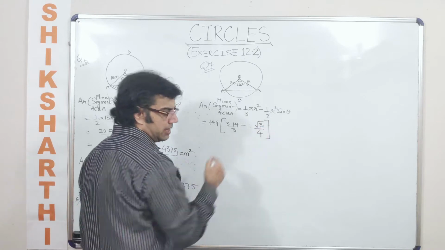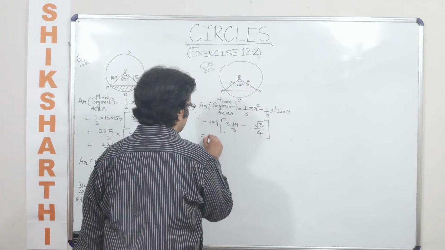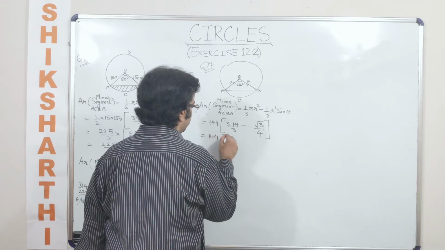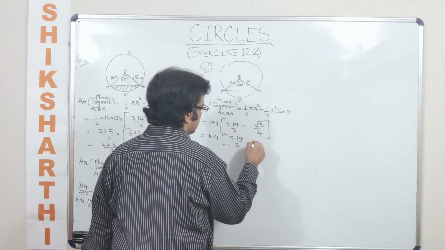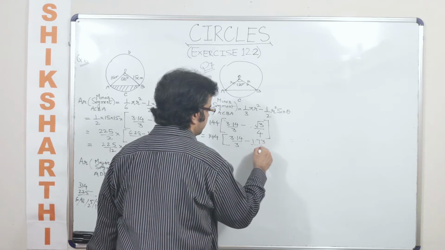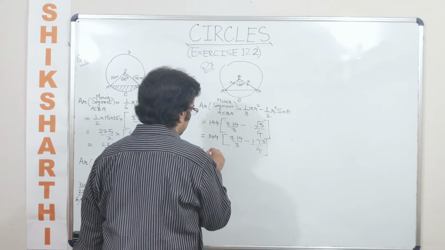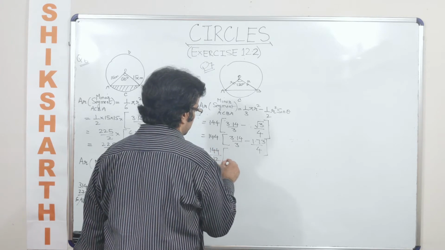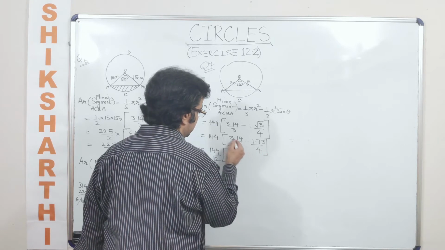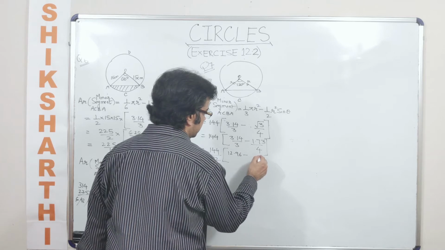The reason here is, have they given you the value of root 3? Yes, they have given you the value of root 3 is 1.73. So 144 times of 3.14 divided by 3 minus 1.73 divided by 4. This is what we are supposed to calculate. So we do the same. We take the LCM. So once we have taken the LCM, we are multiplying this by 4, this by 3.